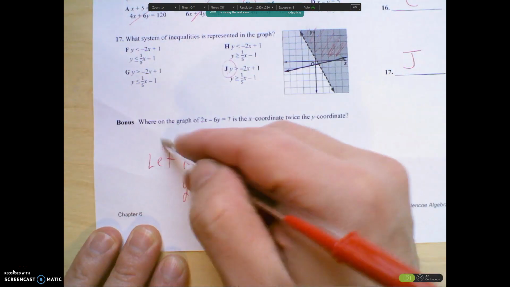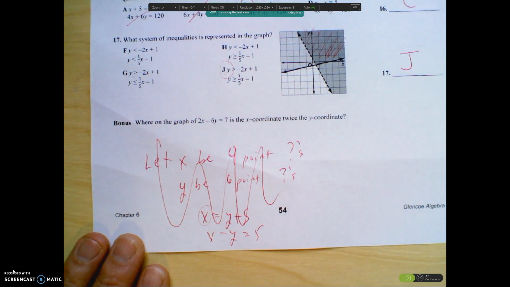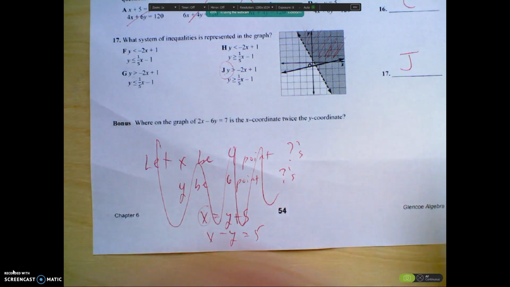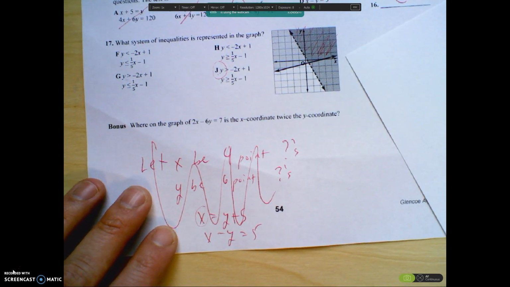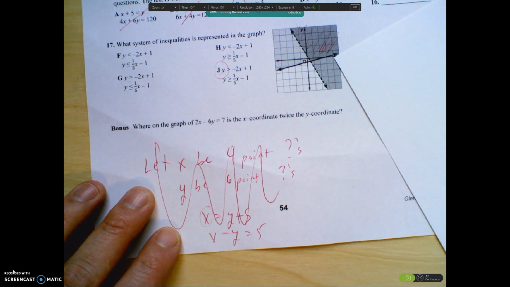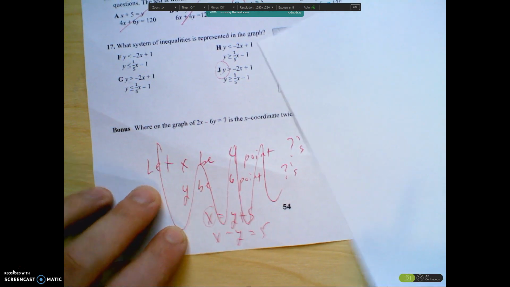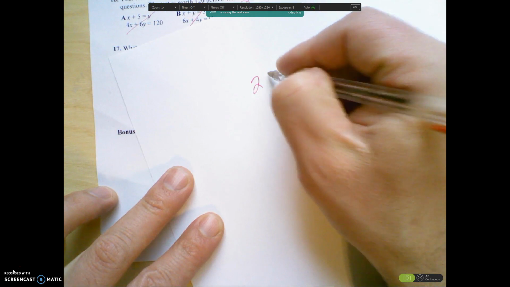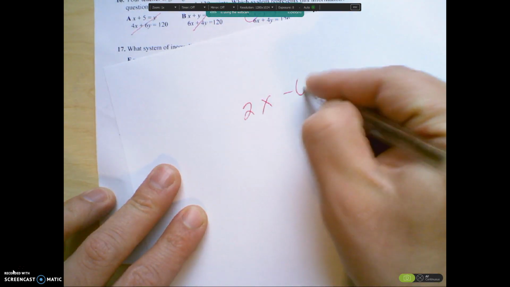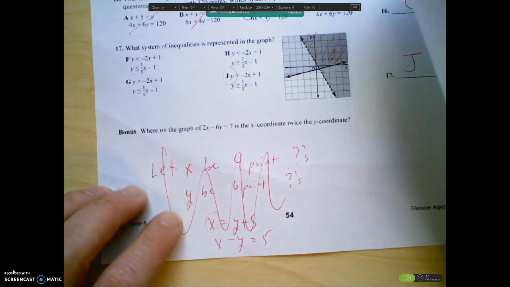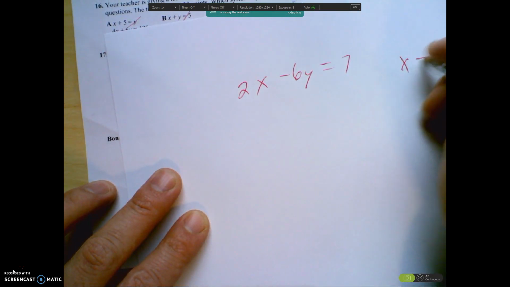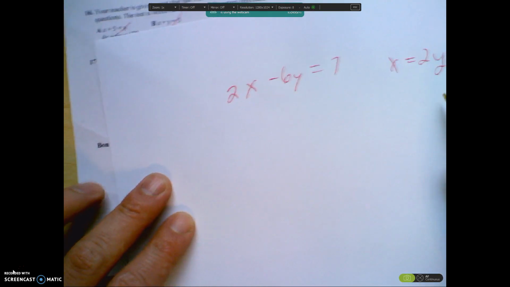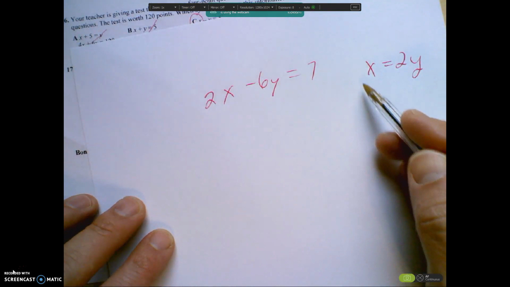So we're down to our bonus question. All right, so we're not going to be using that. In fact, I'll bring in another sheet of paper. So where on the graph of 2x minus 6y equals 7 is the x coordinate twice the y coordinate? Okay, so let's start off with the equation: 2x minus 6y equals 7. And then that second part, the x coordinate is twice the y coordinate. So x equals 2y. All right, if I find y and I double it, I'll get x.